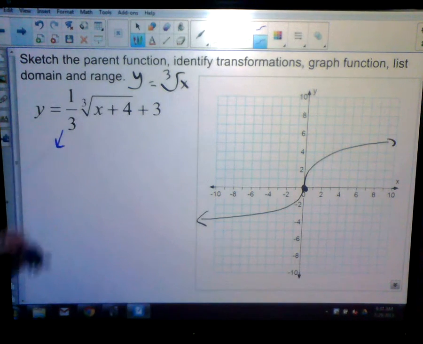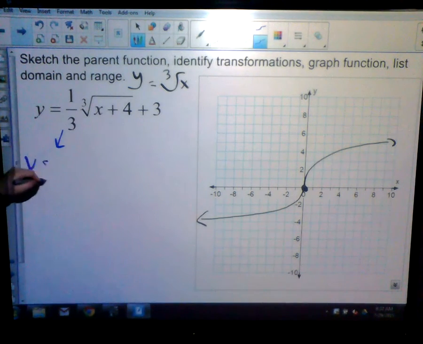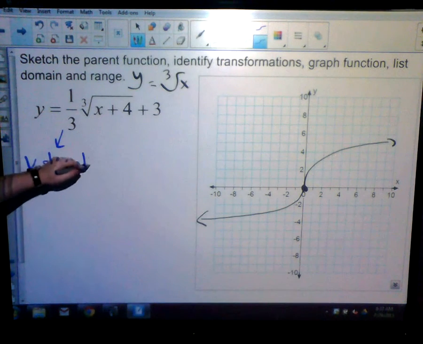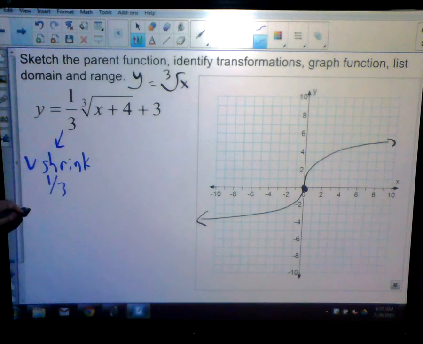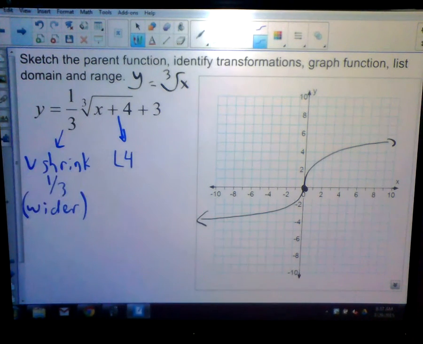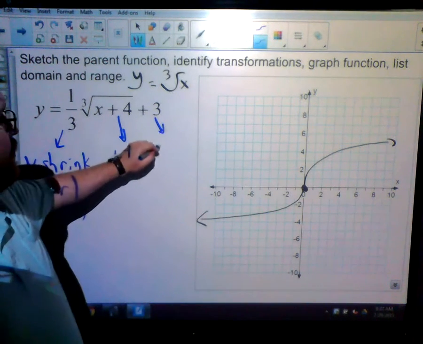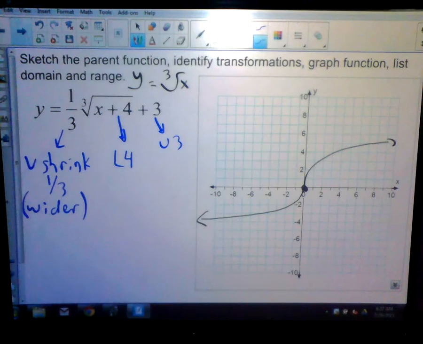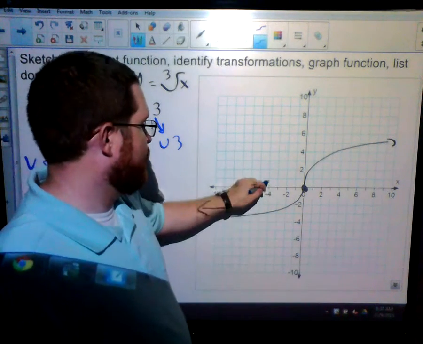transformations. This is less than 1, so it's a vertical shrink by 1/3. That makes it wider. This goes left 4 because it's inside with x, opposite of the sign. And this goes up 3. So I'm going to take the point that I know, 0, 0, and I'm going to move it left 4 and up 3.